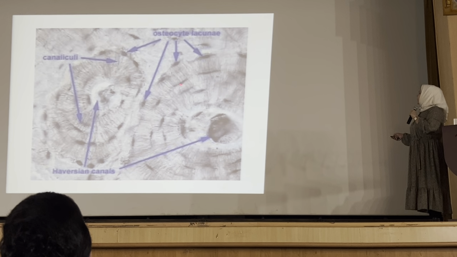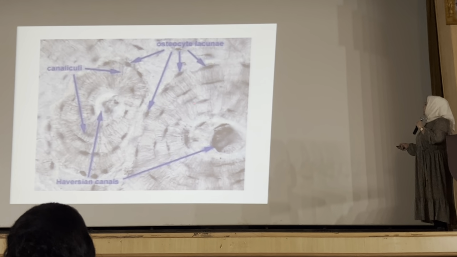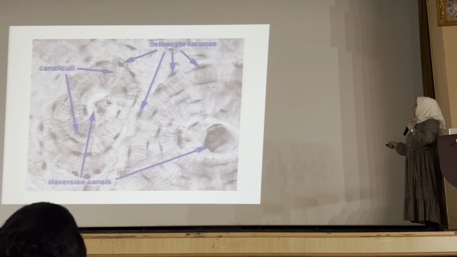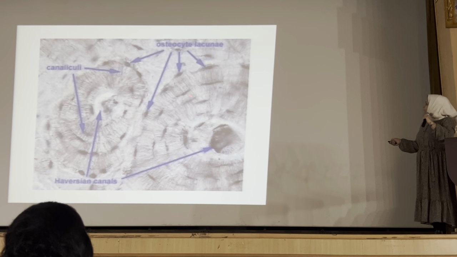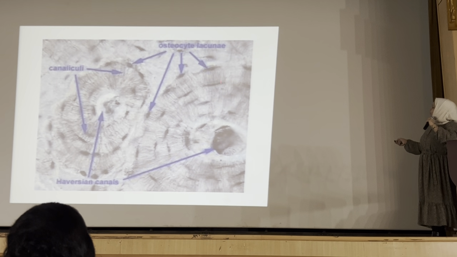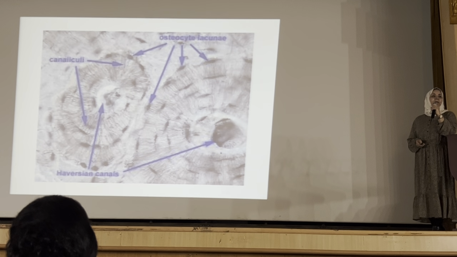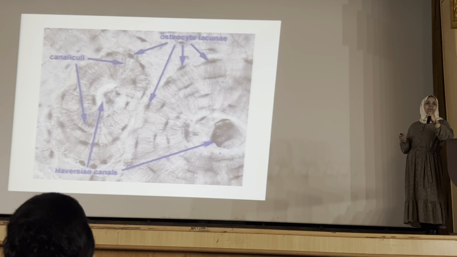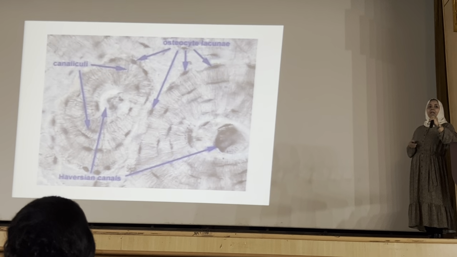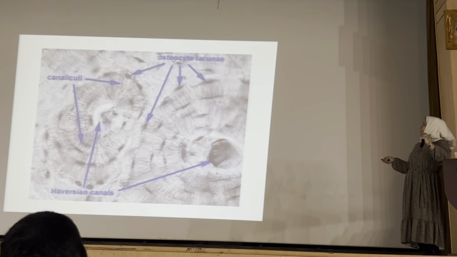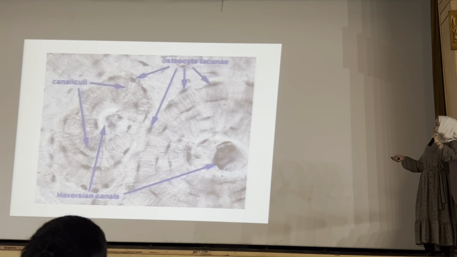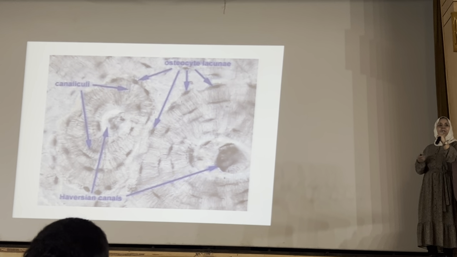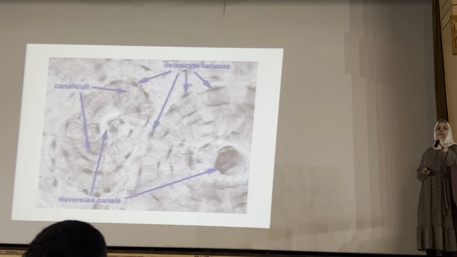Yes. These are the spaces which are containing the osteocytes. These fine hair-like projections are canaliculi, containing what? Containing the processes of the osteocytes. They are joining with the processes of the adjacent and surrounding osteocytes.